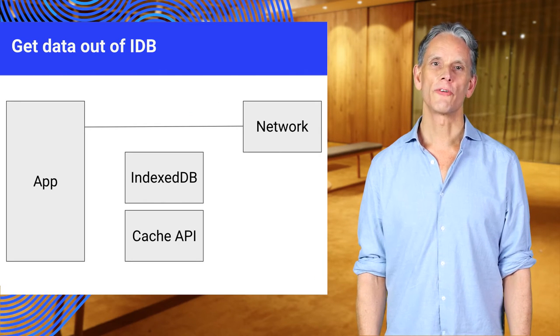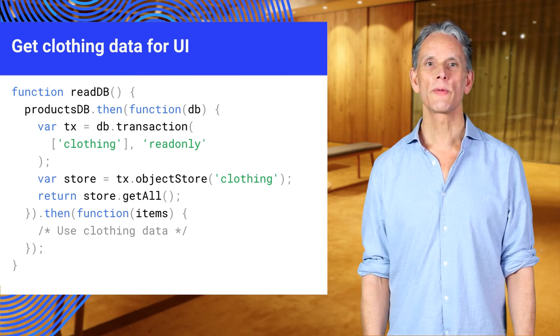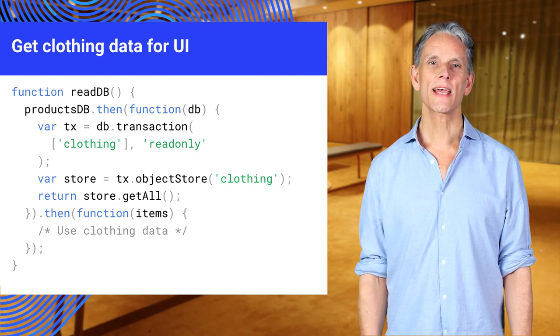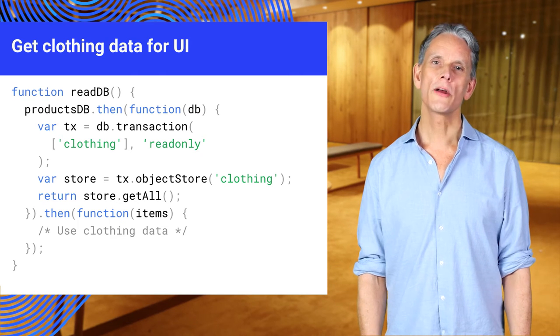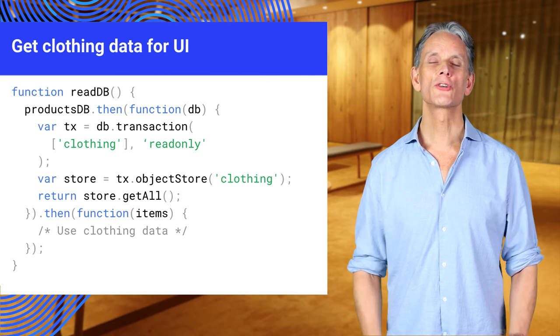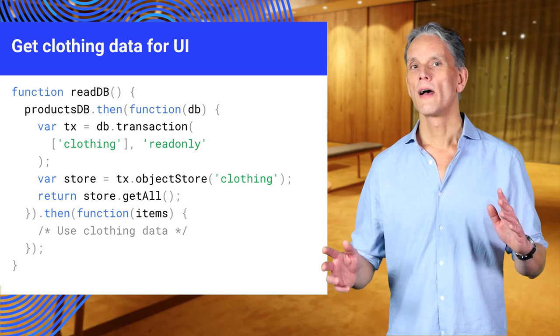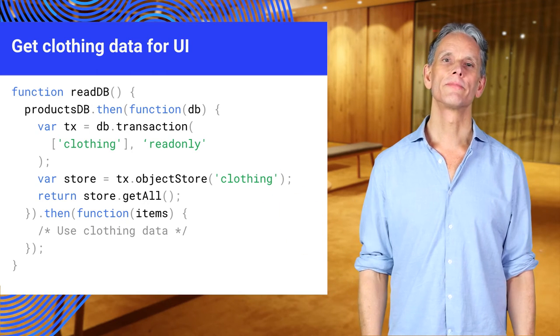Now we can get data from IDB instead of the network. Here we open the products database and create a new transaction on the clothing store of read-only type. We don't need to write data. We can then access the store and retrieve all of the items. These items can then be used to update the UI or whatever is needed.